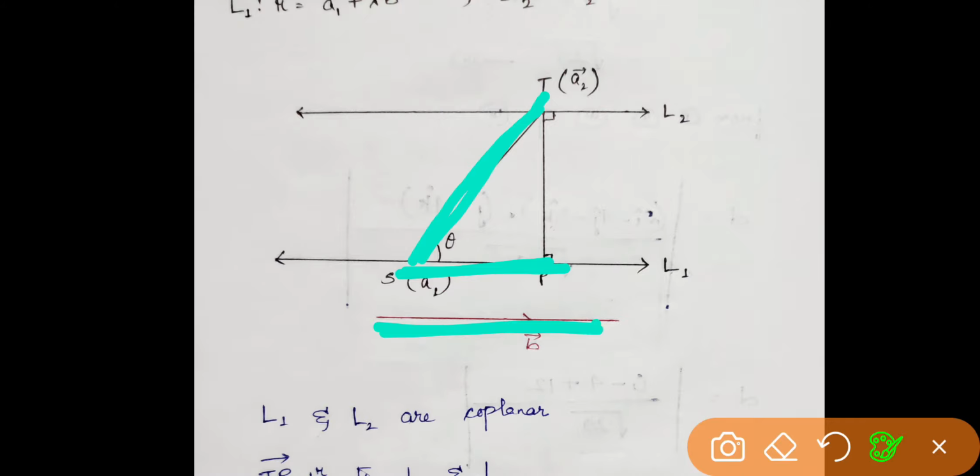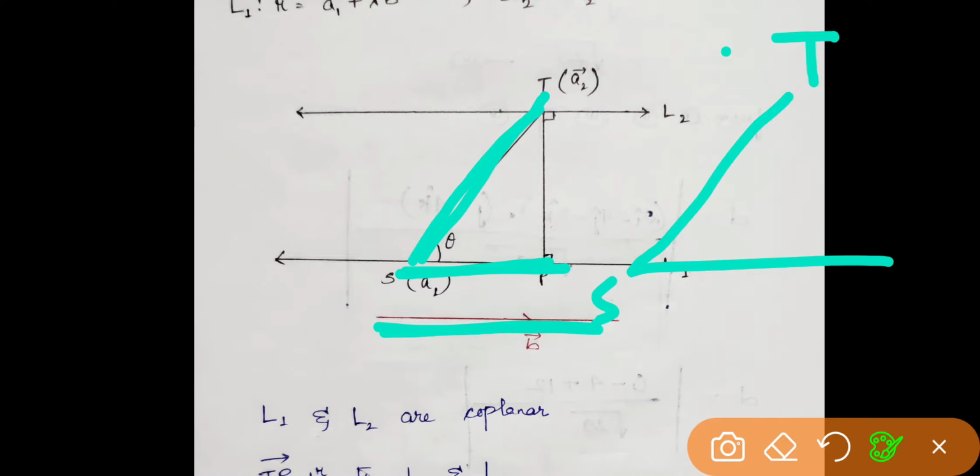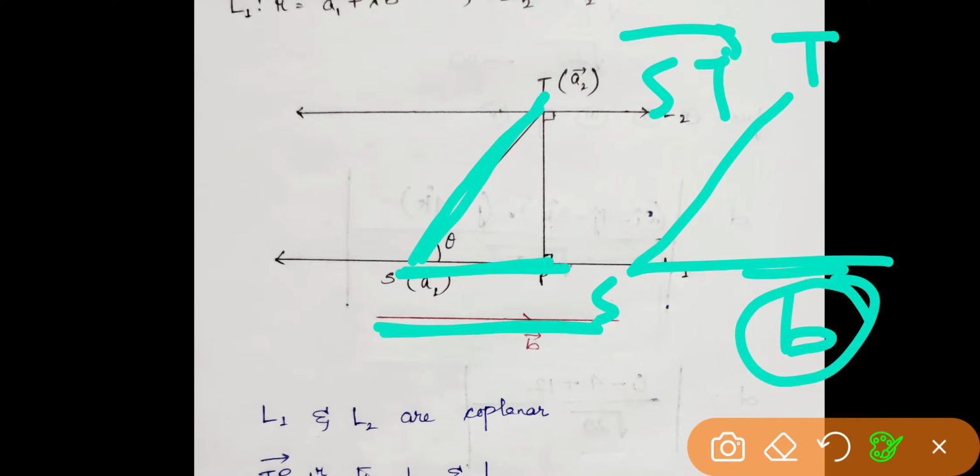So what I am doing, I am finding the angle between ST vector and B. Just to make it easy to solve, that's why we are using B instead of SP. If I take SP, I will not be able to find SP. So that's why I'm taking B vector.